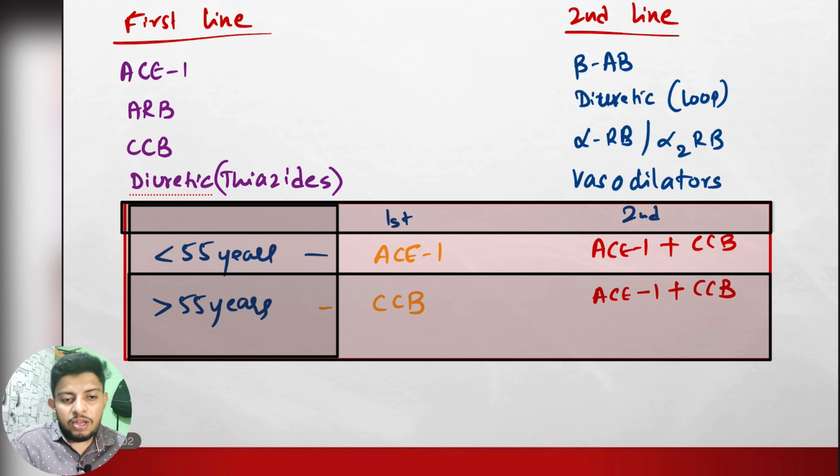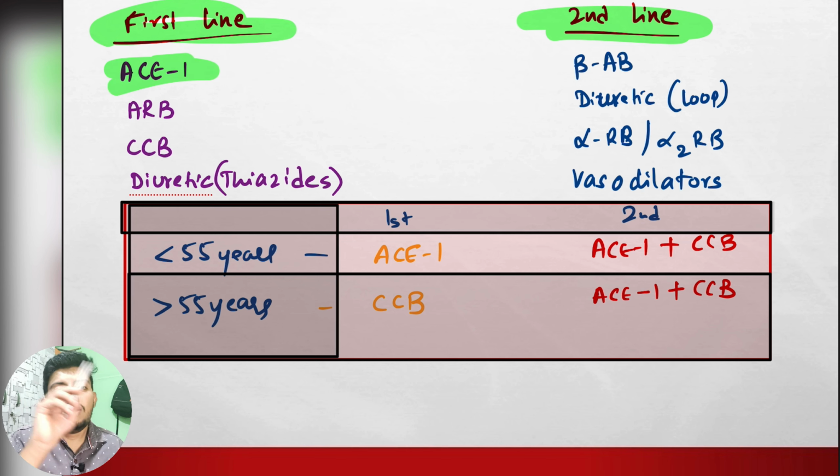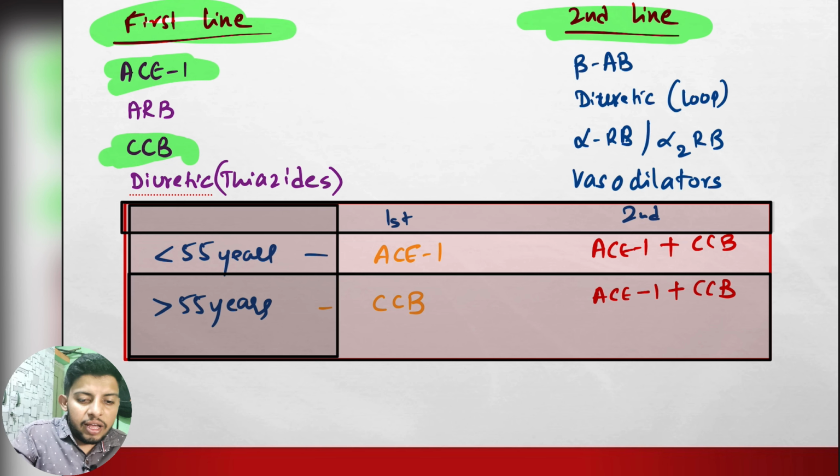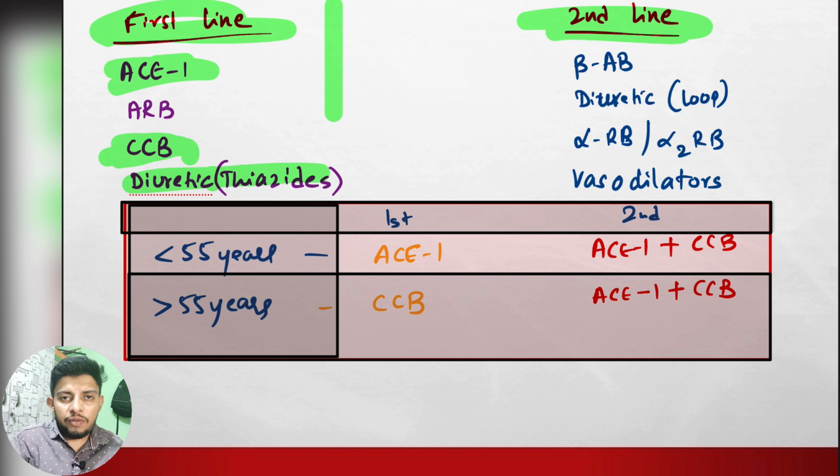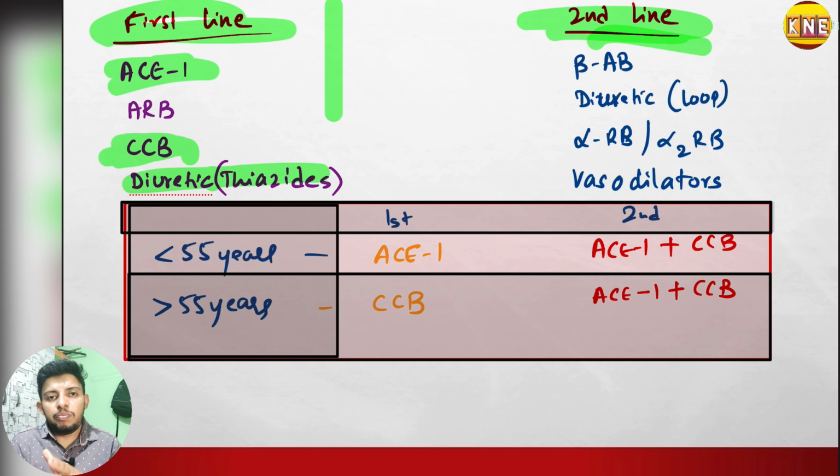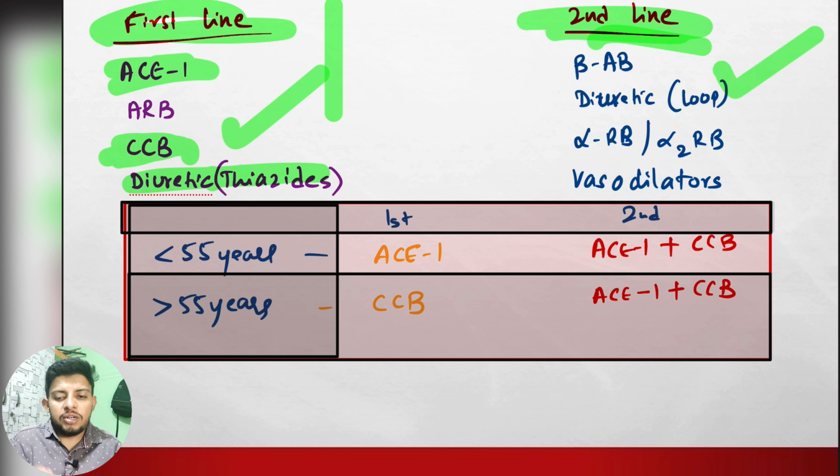Okay, next. There are first line drugs and second line drugs. First line drugs, remember: ACE inhibitors, CCB, ARB and thiazide diuretics. First line means you have to give these drugs first priority for hypertension. Second line drugs means you have to give them second priority, after the first line.